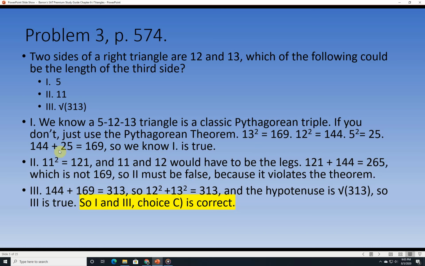Now, 3. 12 squared, 144, plus 169, which we know is 13 squared, equals 313, so 12 squared plus 13 squared is 313, and the hypotenuse would be the square root of 313, so 3 is true. So 1 and 3, choice C, is correct.